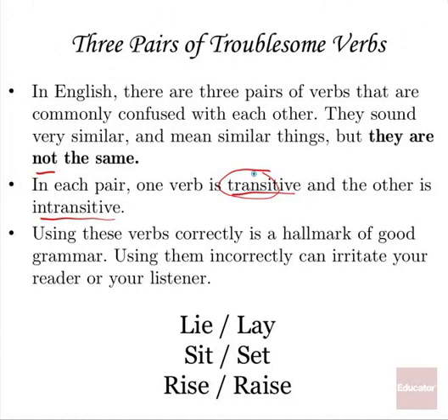Now, how does this actually play out? Using these 3 pairs of verbs correctly is a hallmark of good grammar. Using them incorrectly can irritate your reader or your listener and show a lack of proficiency. They are a dead giveaway that you're not paying attention to your writing. Lie and lay, sit and set, and rise and raise.